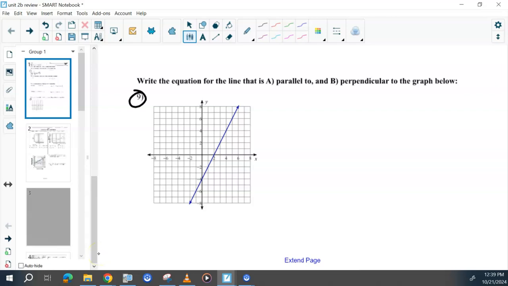So the first thing you need to do is write the original, which is going to be in y equals mx plus b. Our y-intercept is at -4. Our slope is at +2. So that would be y equals 2x minus 4.